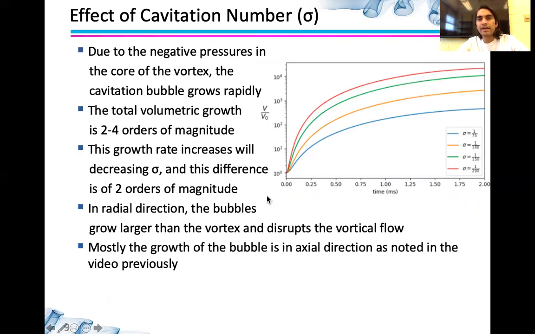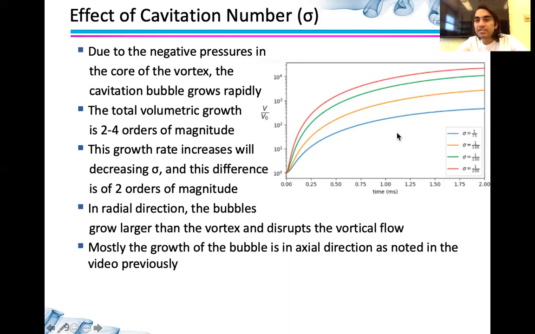So next we want to look at the effects of the cavitation number, and in this plot, we have the volume over the initial volume of the bubble in a non-dimensional way. It is important to notice that the y-axis is in a log scale, and we plot for different times here. And we see that as we decrease the cavitation number, the volumetric growth that we get of the bubbles can be in the order of 2 to 4 orders of magnitude from where it started, depending on what the cavitation number is.